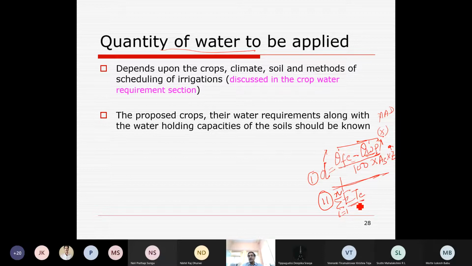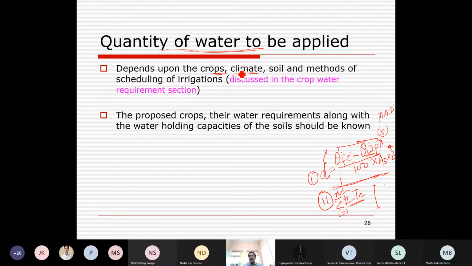So we are simply calculating ETc and recording it in a book to find out when it is time to irrigate, exactly whenever it is reaching a certain soil moisture depth condition. The quantity of water to be applied depends upon the crop, what type of crop it is, and what the climate is, whether it's a dry climate or humid, whatever it is.